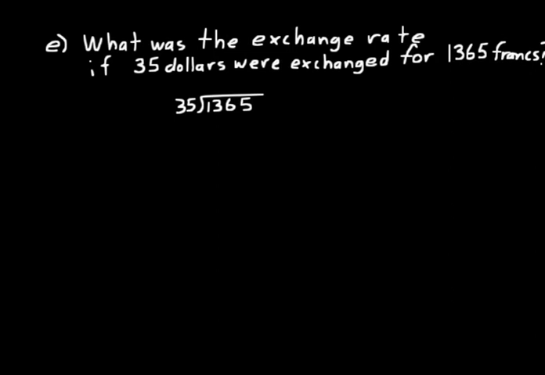35 goes into 136 3 times. We'd have 105 as a product there, and we'd end up with 31, bring down a 5. 35 would go into 315 exactly 9 times. And so our rate here is going to be 39 francs per dollar.